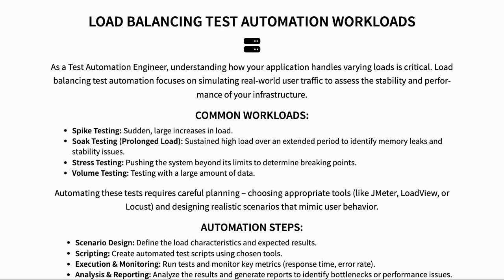Okay, let's talk about load balancing in test automation. Basically, we want to see how our application holds up when it gets a lot of traffic, think hundreds or even thousands of users hitting it at once. We use different types of tests like spike testing, where we suddenly ramp up the user load, and soak testing, which is a longer-term test to check for stability issues over time. It's important to plan these scenarios carefully, using tools like JMeter or LoadView, and then automate the whole process, designing the tests, running them, monitoring what's happening, and finally analyzing the results to find any performance problems.